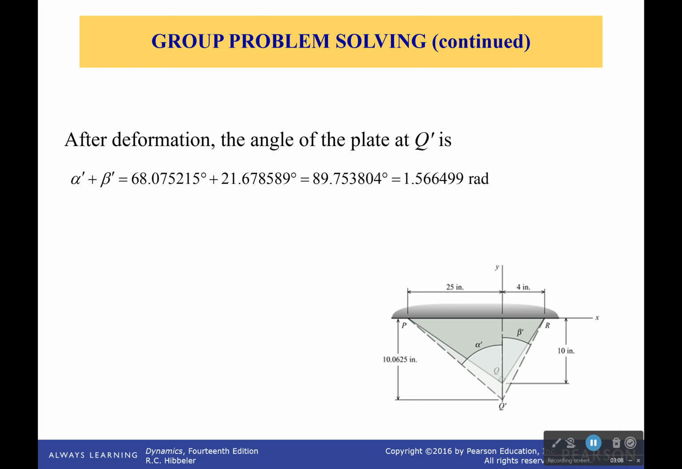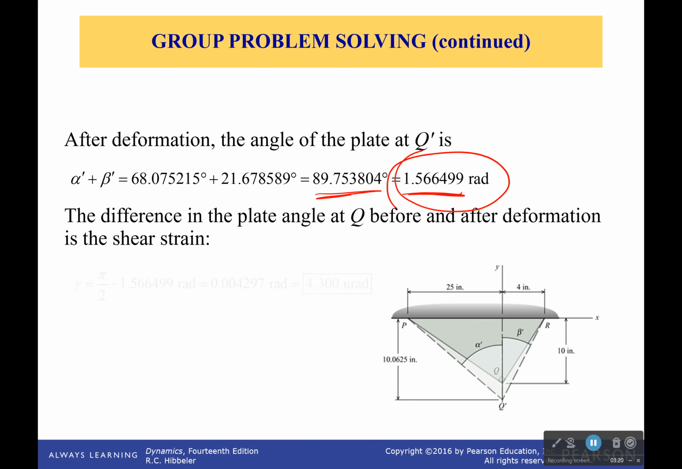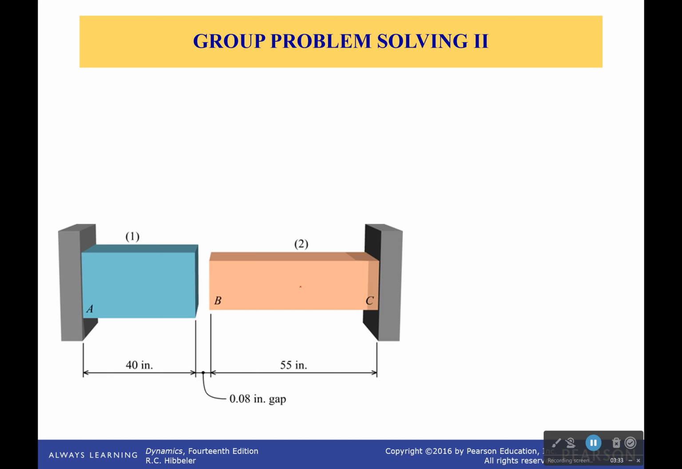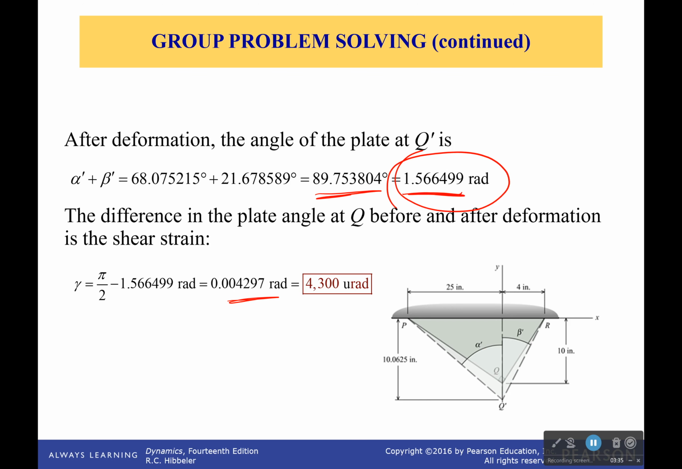And what we get is that, we had 89.753804, which is 1.566499 radians. This is not our change yet. This is just the angle in radians. So therefore, our shear strain is going to be pi over 2 minus that angle. And so it will be 0.004297 radians, or 4,300 microradians.